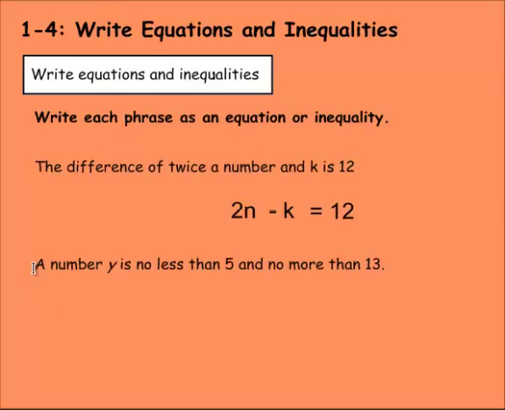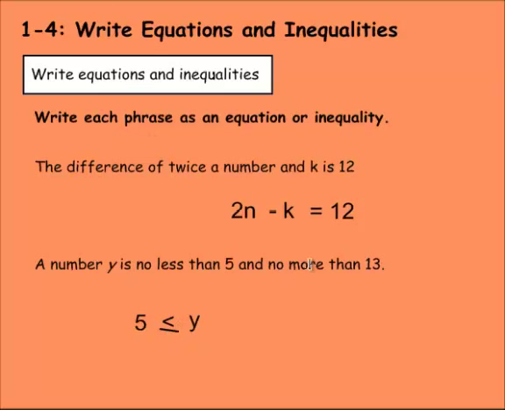So the next one is an inequality. We have a number y is no less than 5 and no more than 13. This is a compound one. And whenever I have a compound one, I always start with the variable in the middle. So it says the number y is no less than 5, which means it's greater than or equal to 5. So we'd have the greater than sign pointing to y, and then I'll put the equals to right here. And then it's going to be 5 over here.